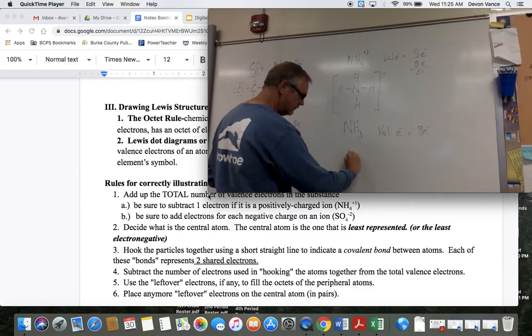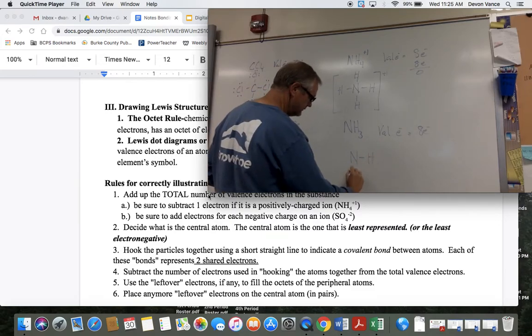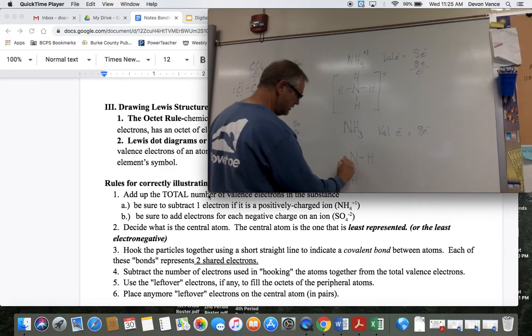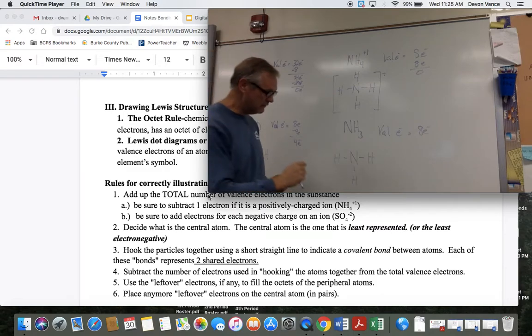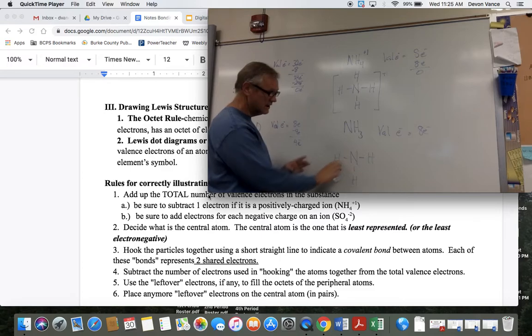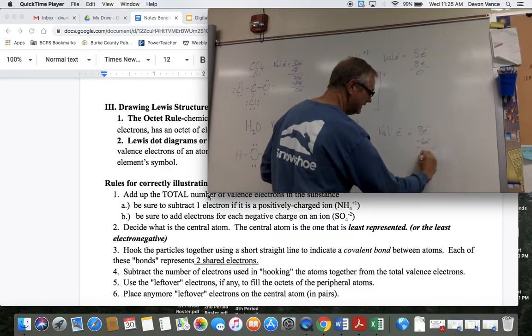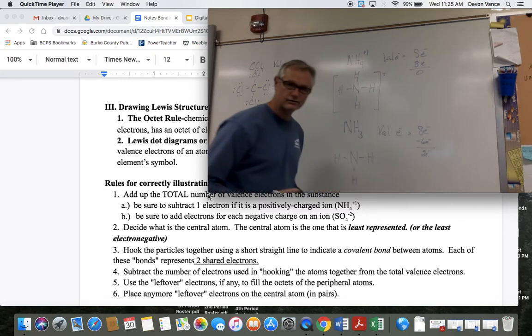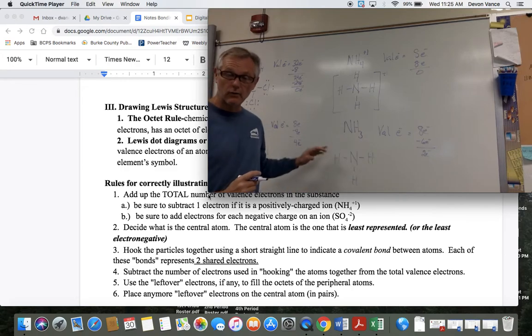So again, I'm going to put my N, then I'll put an H here, an H here, and an H here. So I'm going to count up the number of electrons that we use, 2, 4, 6. So that's going to be 6 of these used. So that leaves me with 2 electrons. So my hydrogens are good. That's 2, 2, 2, all the way around, the duet rule.